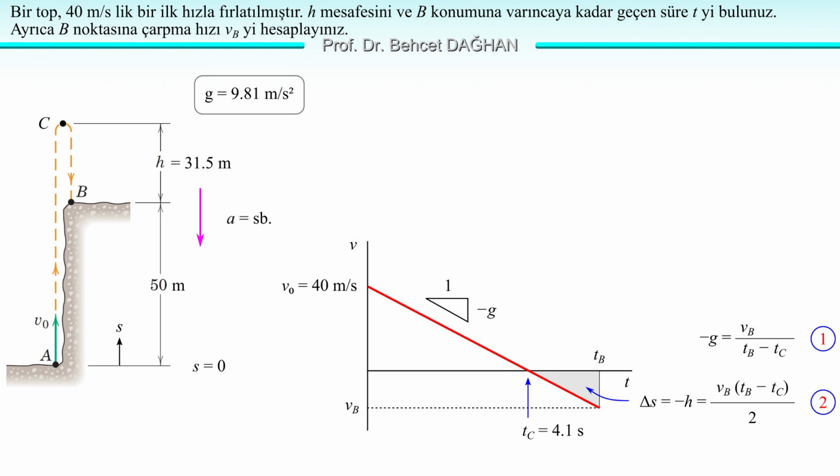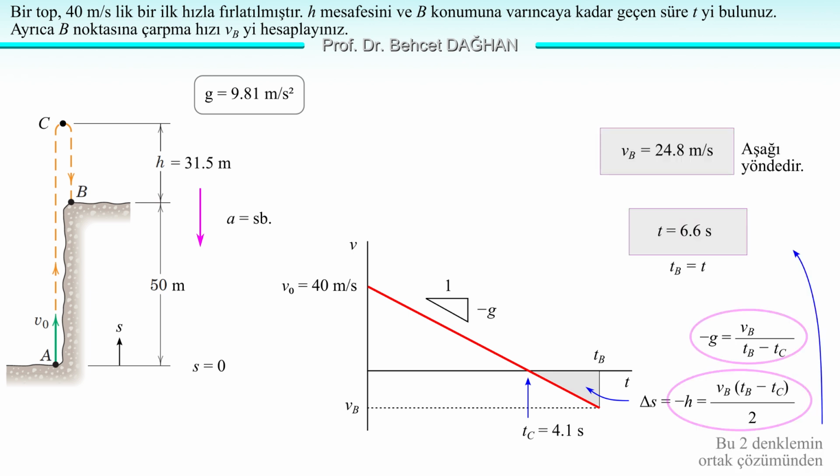We find the area of the triangle using the equation base times height divided by 2. The base is Tb minus Tc. The height is equal to Vb. Vb times Tb minus Tc, divided by 2. This is the second equation. We have two equations for two unknowns. Now we can find both unknowns by solving these two equations together. From the joint solution of these two equations, we find the velocity and elapsed time. We get the same result. Vb equals 24.8 meters per second, downward. T equals 6.6 seconds. That is, the time it takes to reach position B.